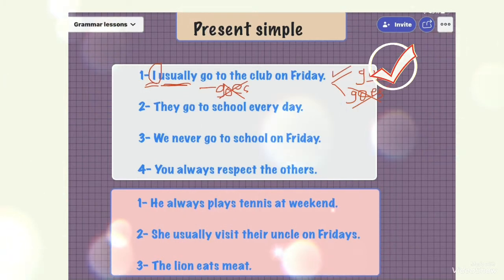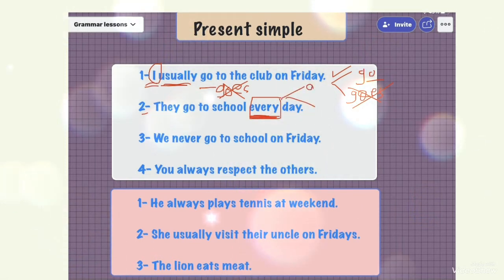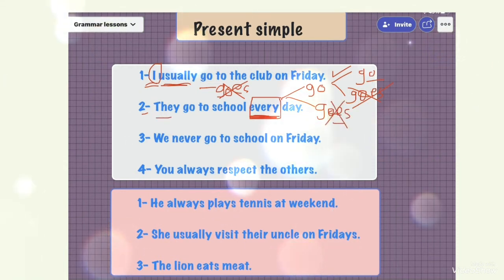Excellent. Number 2, they go to school every day. What is the key word in the sentence? Every. When I see every, it means that I will choose either go or goes. Can I say here with they goes? No. Why? Because I have they. When I have they, I will choose go, V1.